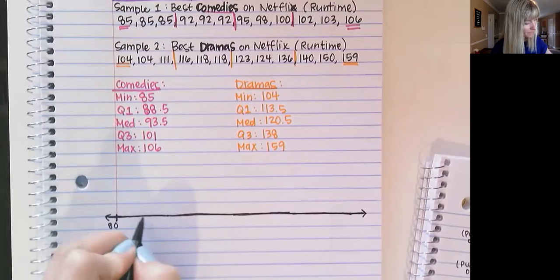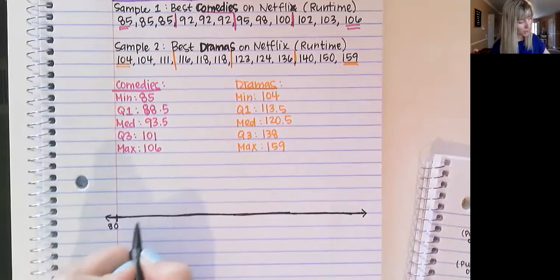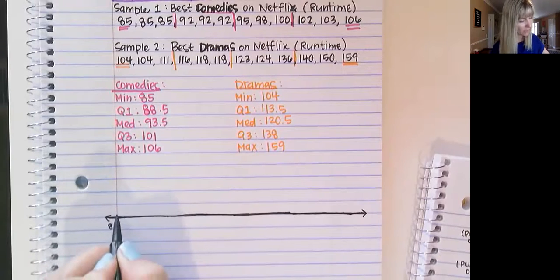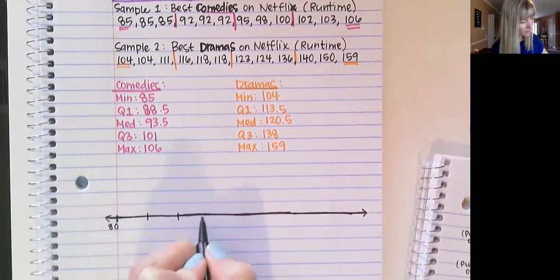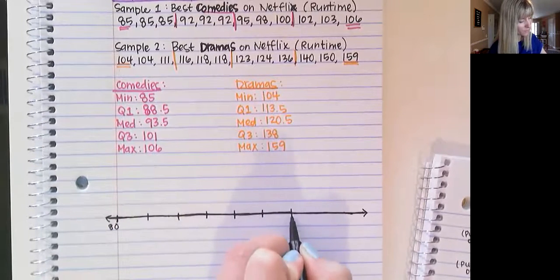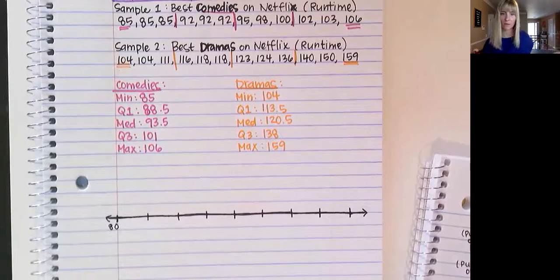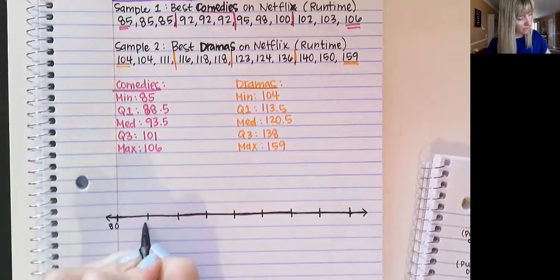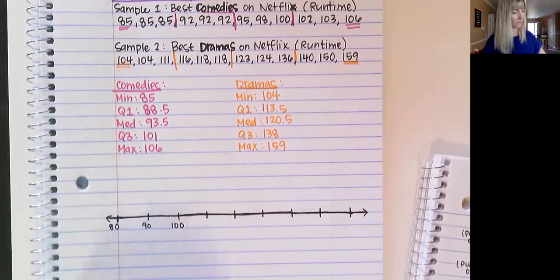So here's 80. I'm just going to count out loud while I draw it, and that helps me make sure I'm not missing anything. So I'm counting by 10. So 80, 90, 100, 110, 120, 130, 140, 150, 160. And I tried to kind of make them evenly spaced. It doesn't have to be perfect, but these are all 10 apart.